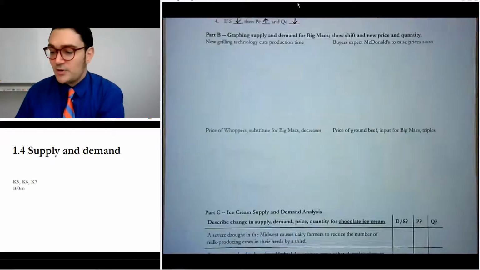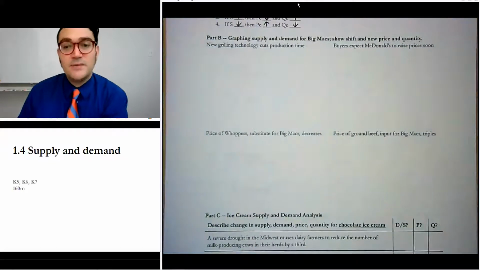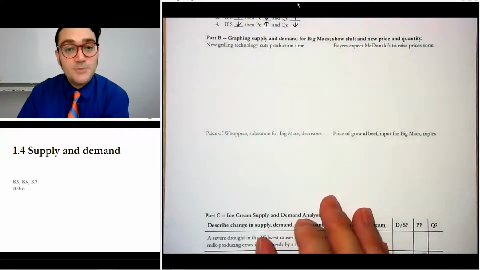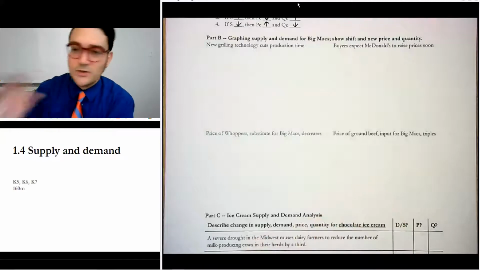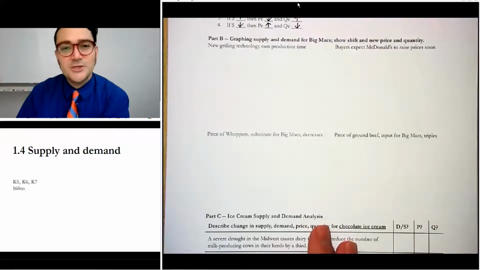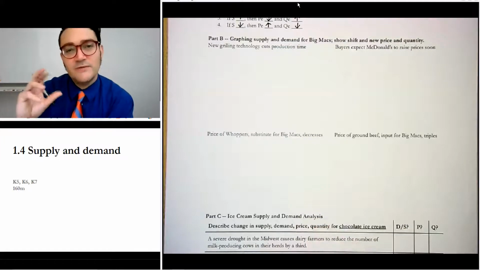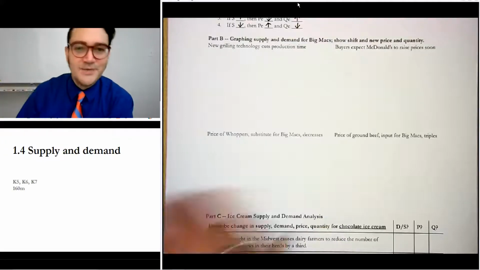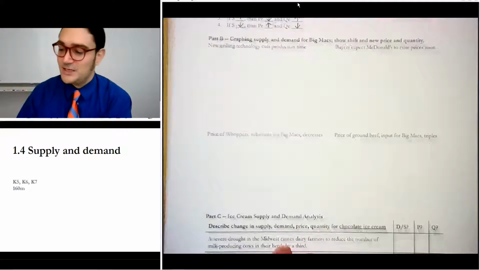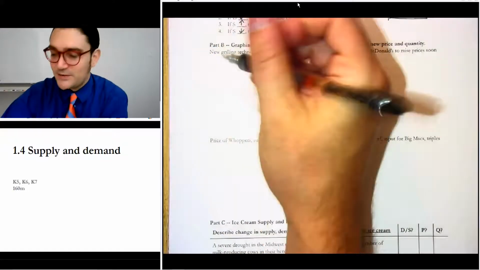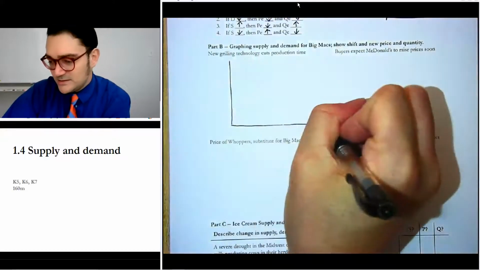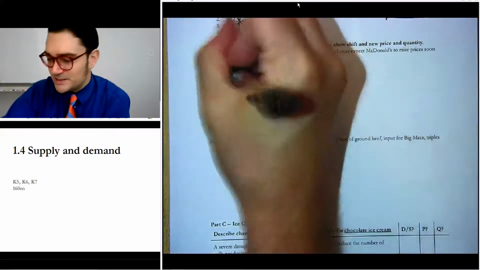Now in part B, we're graphing supply and demand for Big Macs. Big Macs, if you're not familiar, are a cheeseburger sold at McDonald's all around the world. It's pretty famous because it's used as a way of determining currency valuations, which we'll talk about a long time from now in the last unit of macroeconomics. So we'll circle back around to Big Macs. And if you've never tried one, maybe you're missing something.